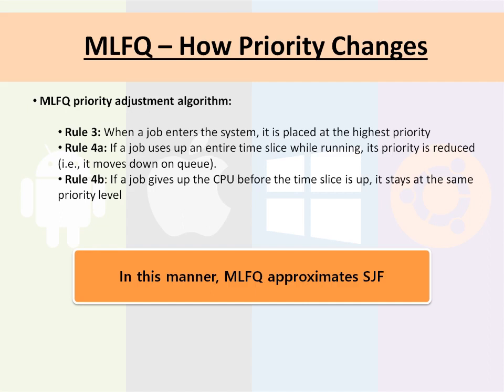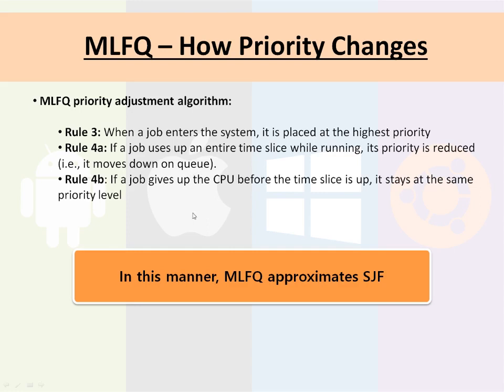Then rule 4a says if a job uses up an entire time slice while running, its priority is reduced. So every time slice that a process is being run, it will have its priority reduced. And we'll see how this looks. I know it might be a little complicated, but we'll see how this looks on the next slide.